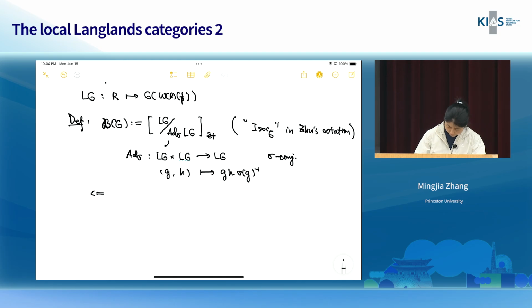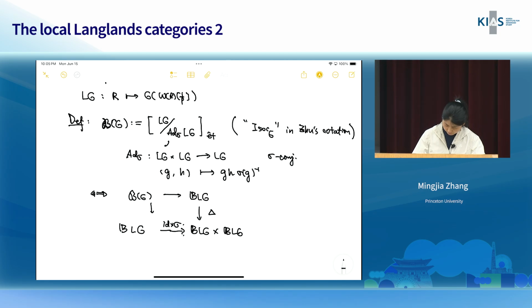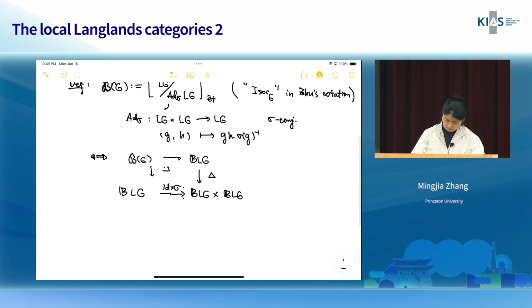Let me also say that alternatively, you can define this as a fiber product in the category of étale stacks on perfect F_p-algebras, by looking at, on one hand, the diagonal map from the classifying stack of LG to its self-product, and on the other hand, the graph of sigma. So this is a fiber product.